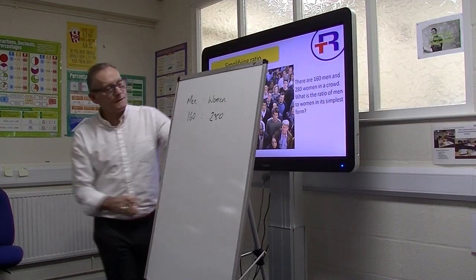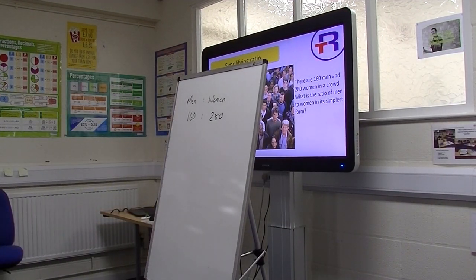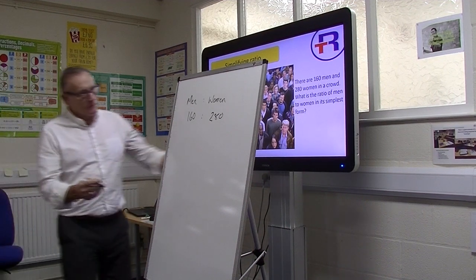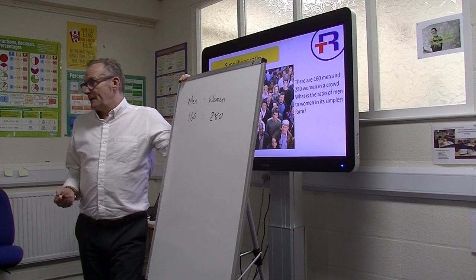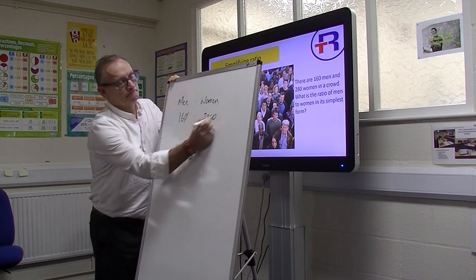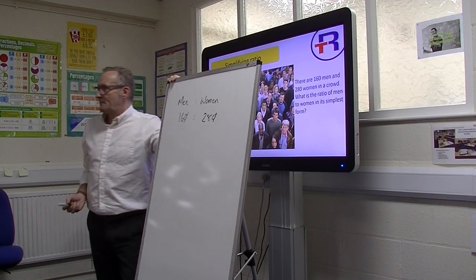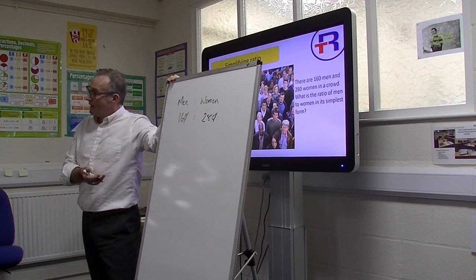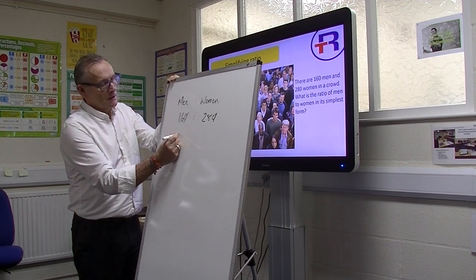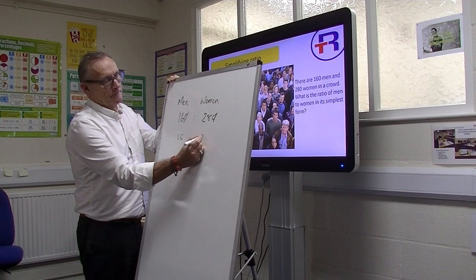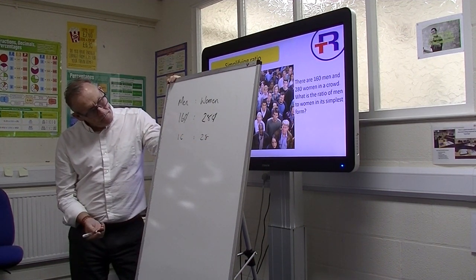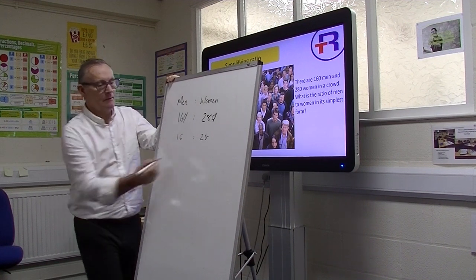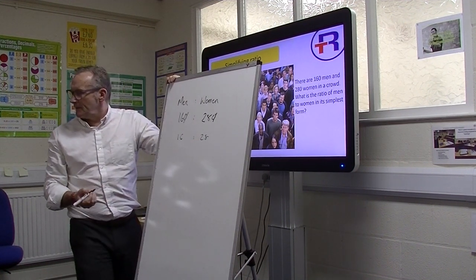Okay, so we had 160 to 280. We're going to simplify. The first thing I would do, I'd get rid of the zeros because that means we've divided them both by 10 straight away. So that leaves us with 16 to 28. That's a tricky one. What would you think we should divide them by?